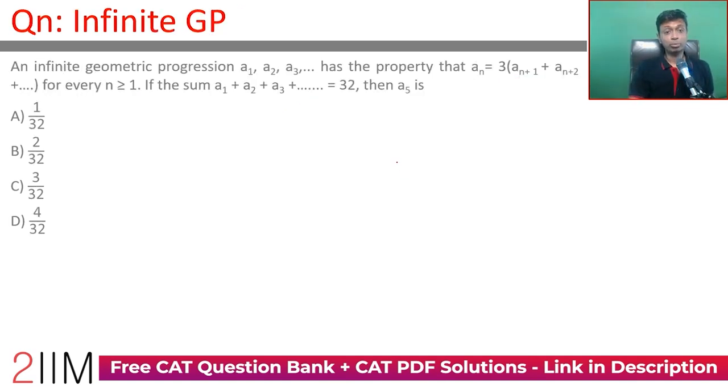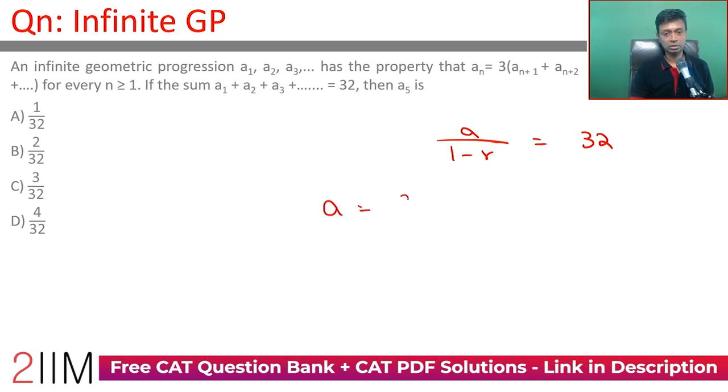An infinite geometric progression a1, a2, a3 has the property that an equals 3 times an plus 1 plus an plus 2 and so on. Infinite terms. For every n greater than or equal to 1. a1 plus a2 plus a3 all the way till infinity is 32. Sum of infinite terms of a1 is 32, or the first term being a by 1 minus r is 32. Fine.